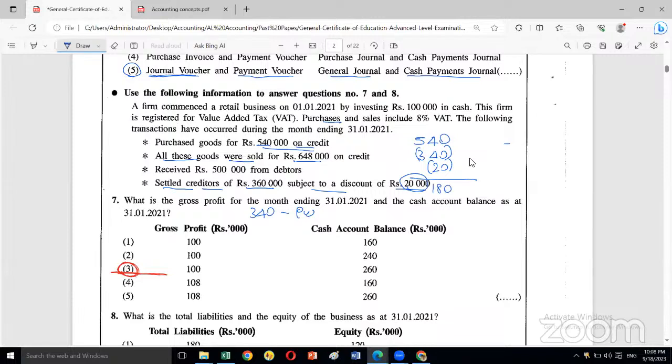This is one way of doing. Wait, this is not the final answer. Another way is there.